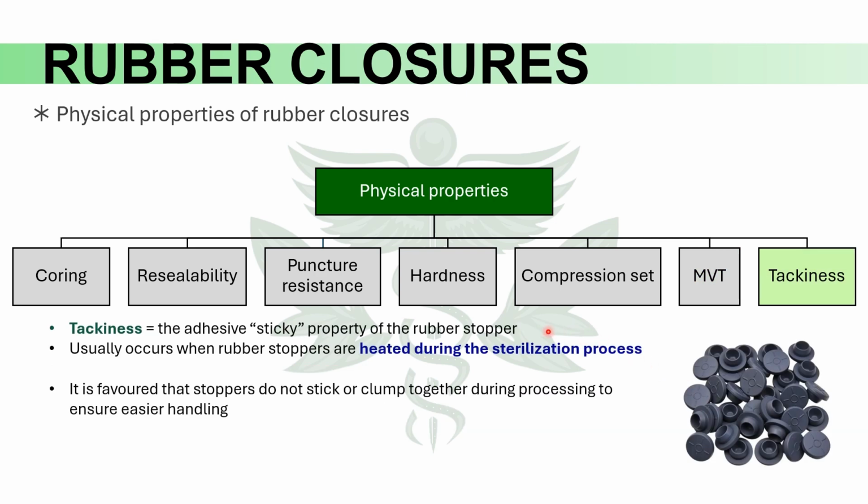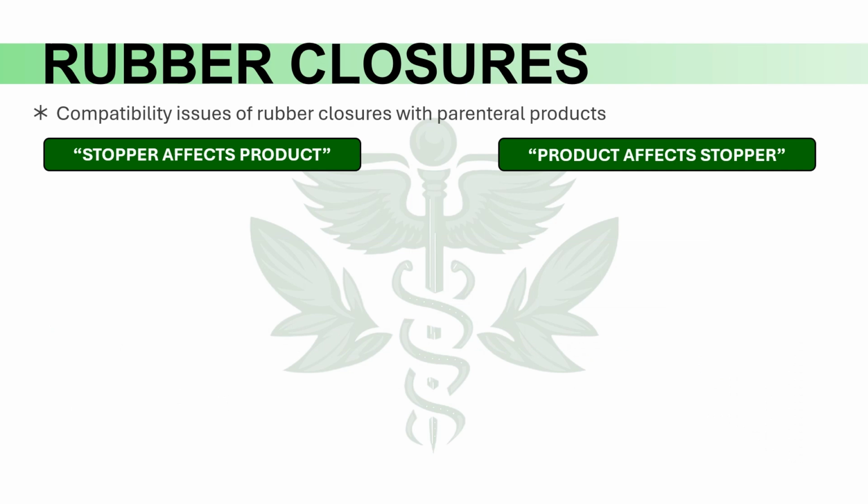Lastly, tackiness. Tackiness is the adhesive, sticky property of the rubber stopper, and it usually comes about when the rubber stoppers are heated during the sterilization process. We don't want the rubber stoppers to be too sticky or else they'll clump up, making their processing and handling a more strenuous and demanding procedure.